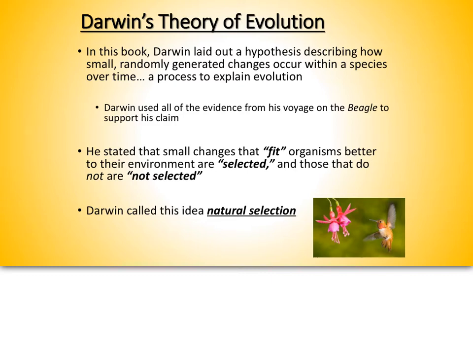And so, like you see in this little picture, if the food within these flowers is way deep in that long flower, then a hummingbird is well fit to this environment because its long, skinny beak can reach that nectar. Any other bird that has a shorter beak, not going to get to that nectar.